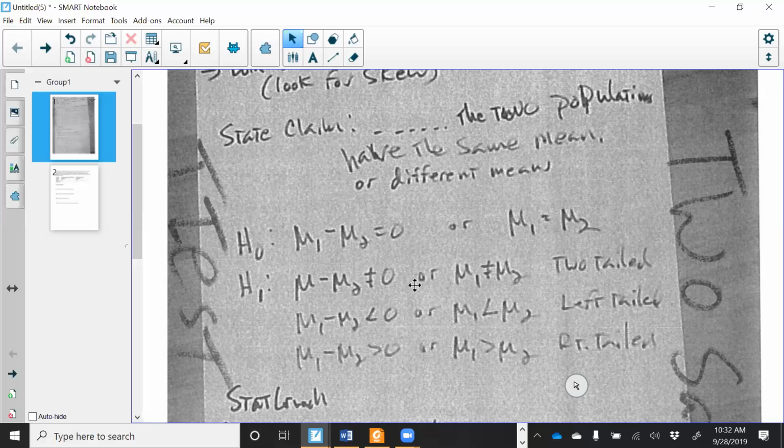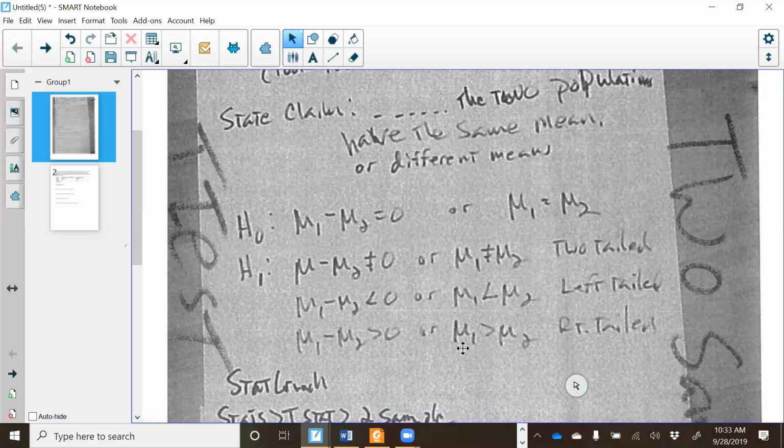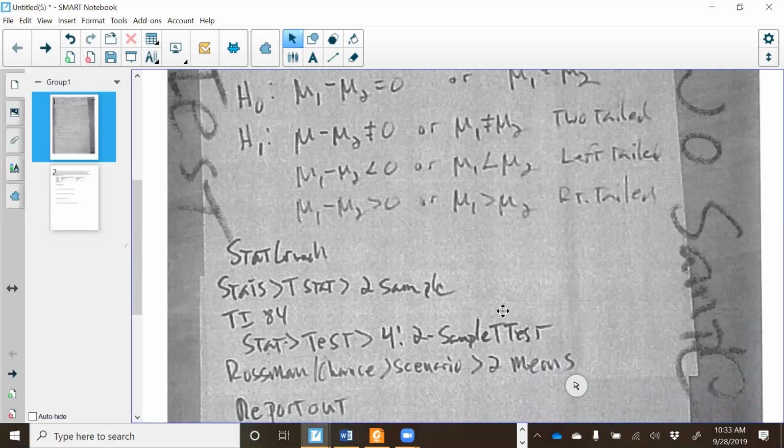What you're looking for, usually, is there a difference, is the buzzword here. They'll say that'll be a two-tailed test, or they'll say something about one greater than the other, and you can use a left-tailed test or a right-tailed test. Okay, well, you can do some practice to see how that works.